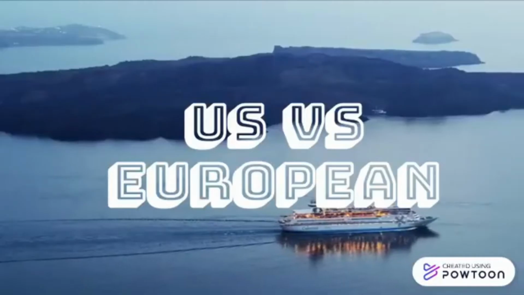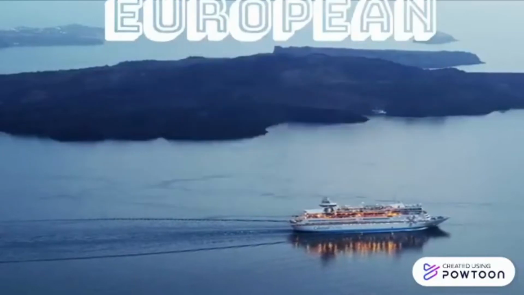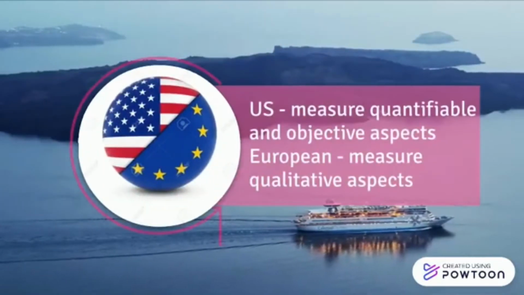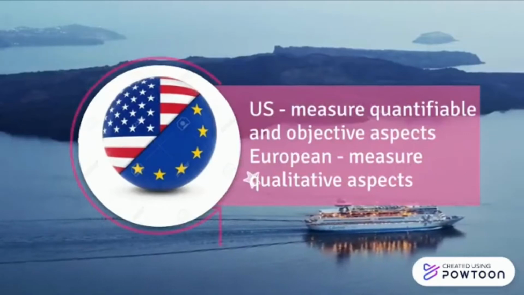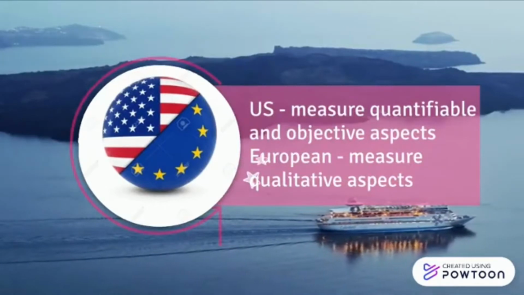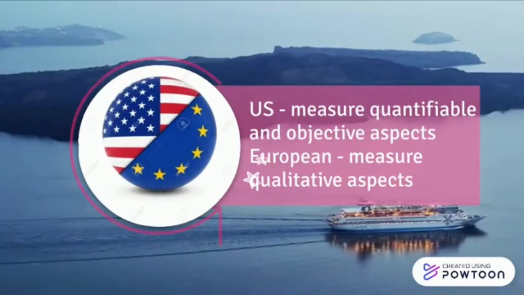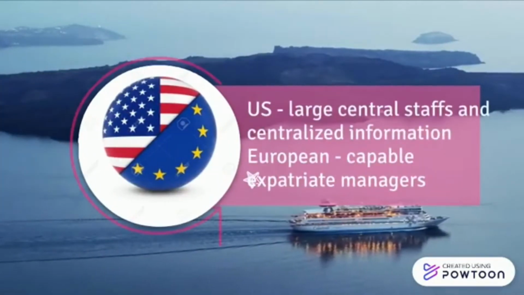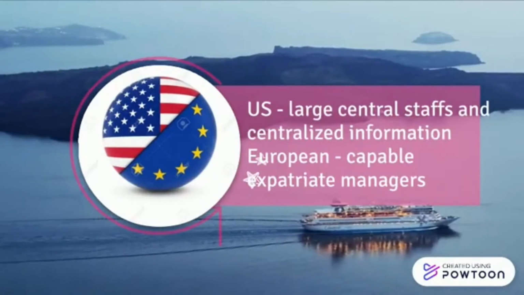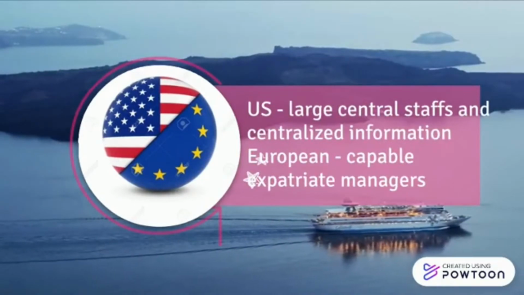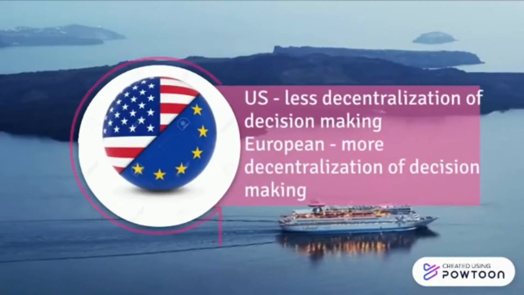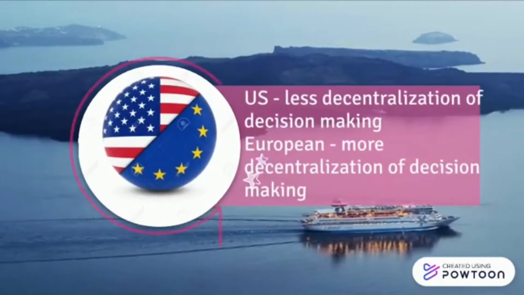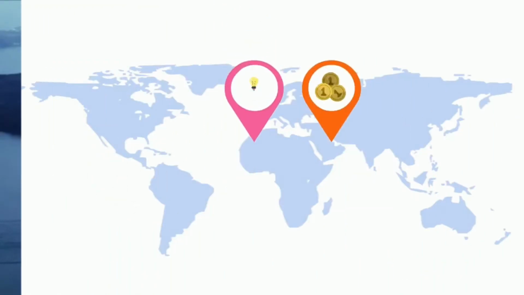The last one is US versus European. The control in US MNCs focuses more on quantifiable and objective aspects of the foreign subsidiary, while control in European MNCs tends to measure more qualitative aspects. The control in the US needs a large central staff and centralized information, while control in Europe needs capable expert managers willing to spend time abroad. The control in American firms is less decentralized, while the control in European firms is more decentralized.